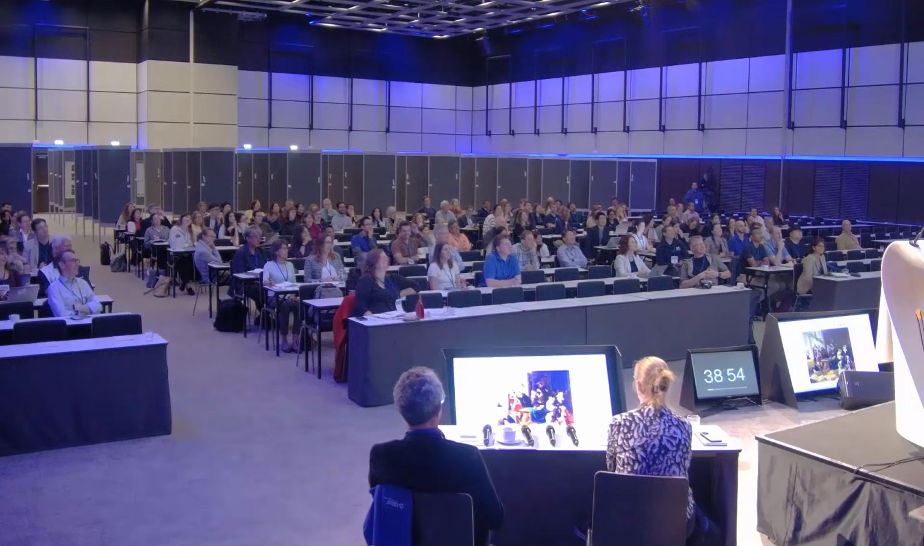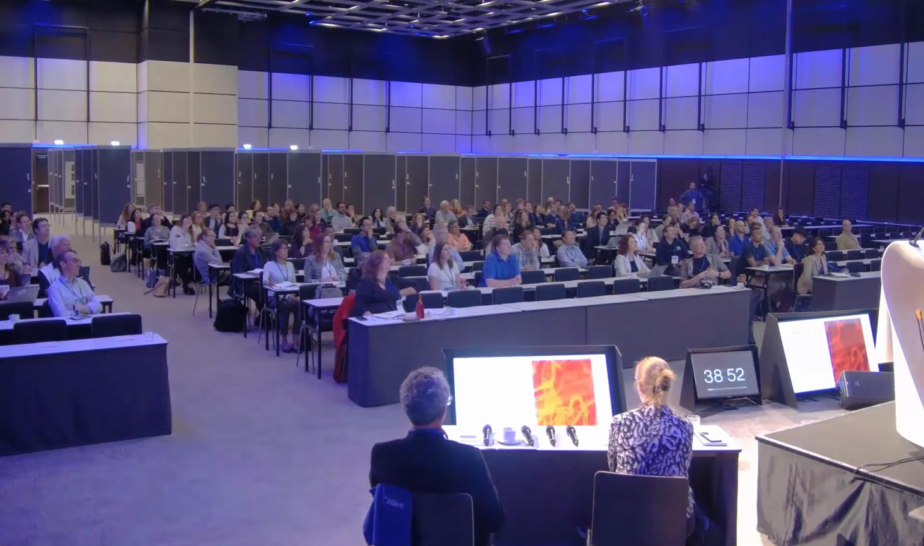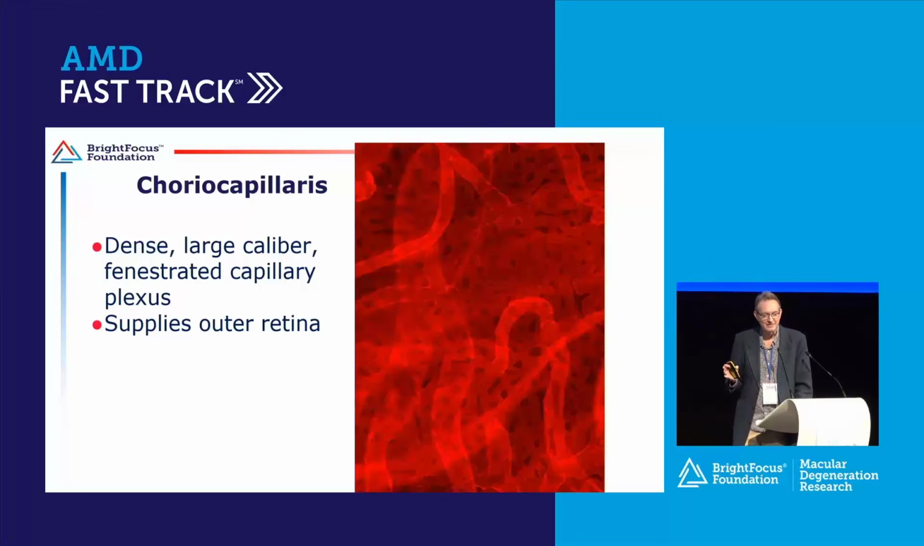And so the choriocapillaris is a dense, large capillary bed. Again, the cells are fenestrated. It supplies the outer retina, and you can appreciate in a whole mount like this just how profoundly dense the vasculature is. All of the little dark spaces is actually where there's not an endothelial cell. All the red is where there is. So more than 50% of the cross-sectional area is actually vascular lumen.